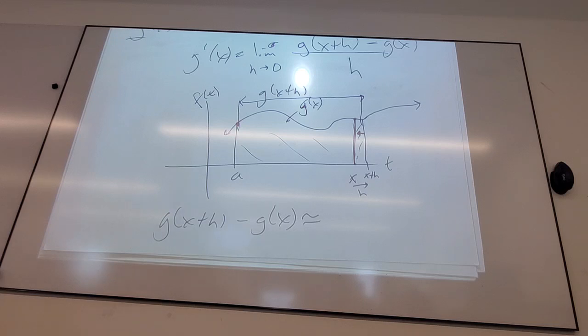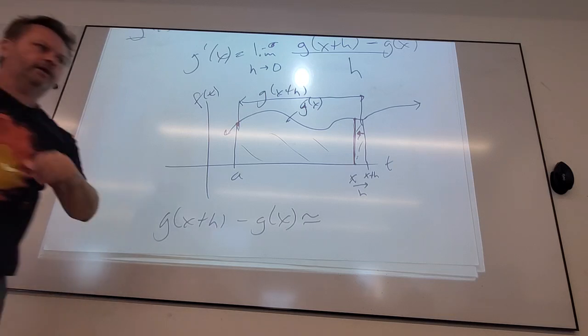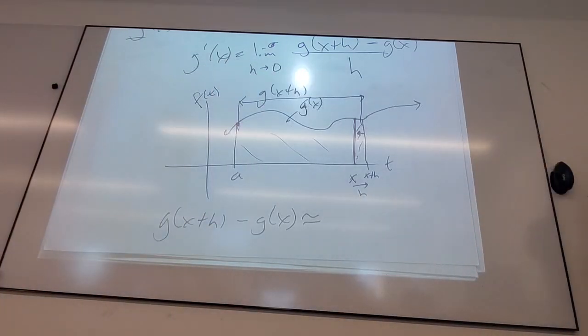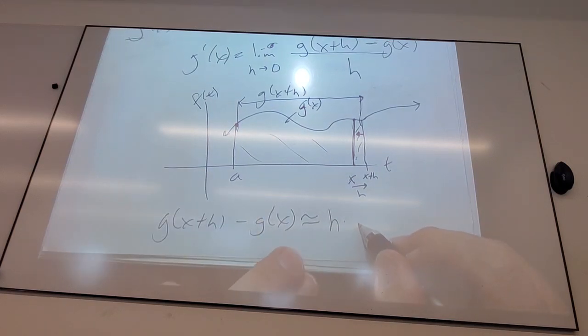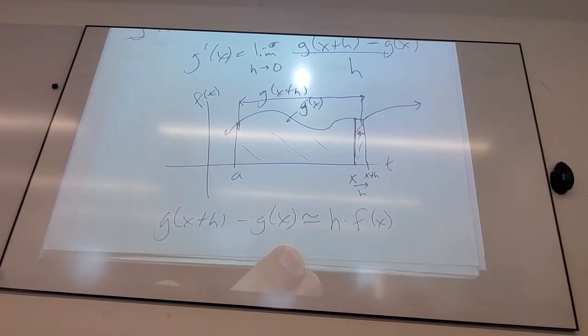You don't even know. g of x plus h minus g of x is a crazy important thing. If I can write that in a really nice way, I can figure out the derivative, because that's the entire top. So if there's just a nice way to write that, I'm so much closer to done with this, yes? What is the area of that rectangle then? It's going to be the width, which is h, times the height, which is f of x.